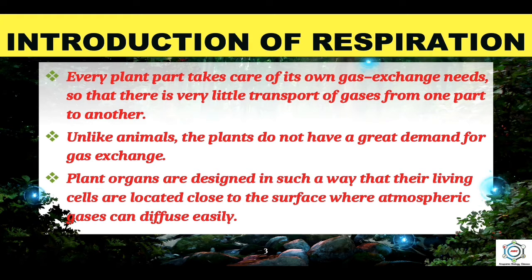Plant organs are designed in such a way that their living cells are located close to the surface where atmospheric gases can diffuse easily. The leaves and other tender parts have stomata. Bark or woody parts of the thick stem and roots have lenticels. Moreover, the loose packing of parenchymatous cells in leaves, stems, and roots provides a system of intercellular spaces that facilitates free movement of gases inside the organs.